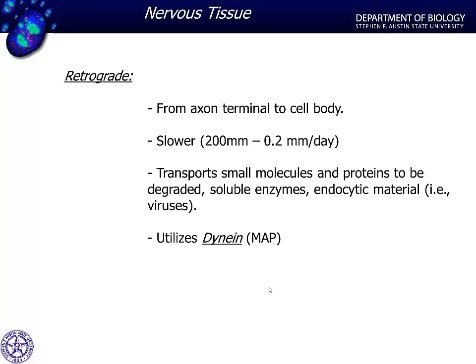Retrograde motion, or going backward, is going to be transporting from the axon terminal to the cell body. And this is only going to go about 200 millimeters per day, or 0.2 millimeters per day. It varies widely, but it's slower than we see with the anterograde. Now, in this case, we're transporting small molecules, proteins possibly to be degraded. Our neurotransmitters are being recycled. They're going to get sent back to the cell body. So soluble enzymes, and then that endocytic material, possibly even viruses. This is one way in which viruses affect our neurons and use them.